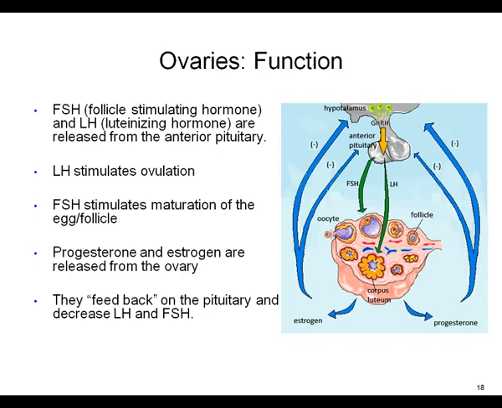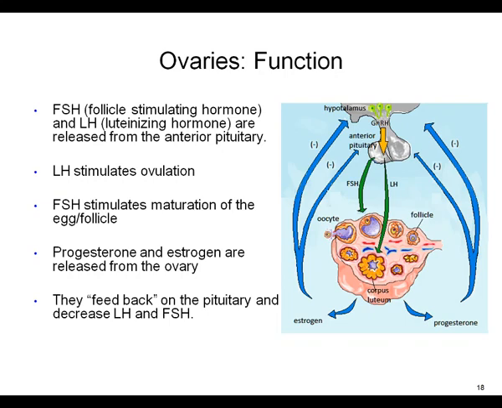Okay, so LH also maintains the corpus luteum. For a little while, progesterone and estrogen are released from the ovary. So FSH and LH are released from the anterior pituitary gland in response to the hypothalamus. And the ovary then secretes estrogen and progesterone. Estrogen and progesterone feed back, remember that, on the pituitary and decrease the secretion of FSH and LH.